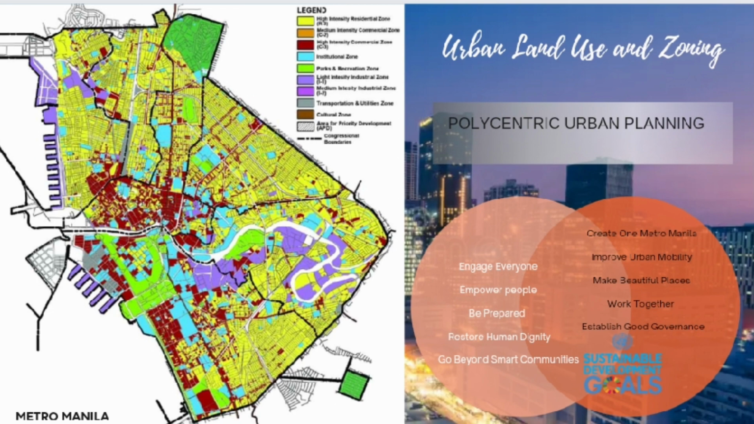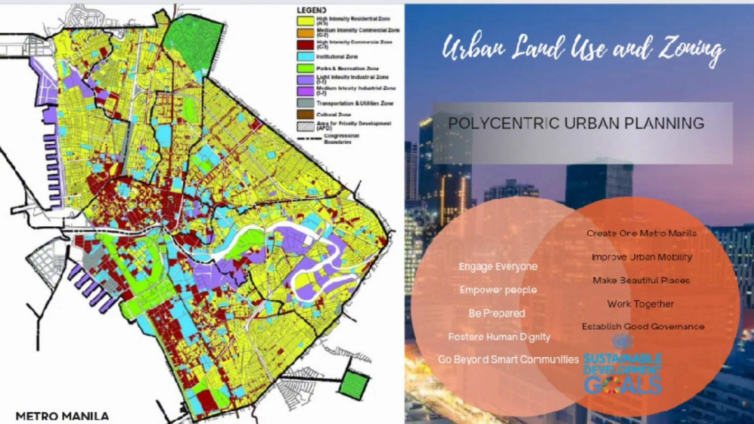So here is the urban land use of Metro Manila. So the green one, the neon green, this part is high intensity residential zone. The light brown, medium intensity commercial zone. This dark brown, high intensity commercial zone. The blue one is institutional zone. And this part, the neon green, parks and recreational zone.